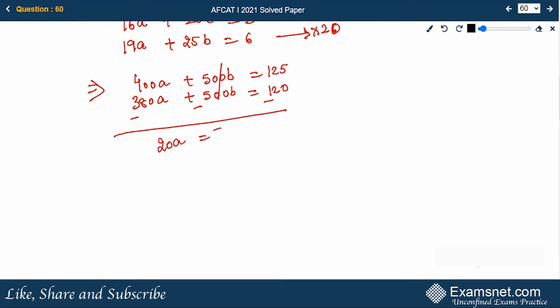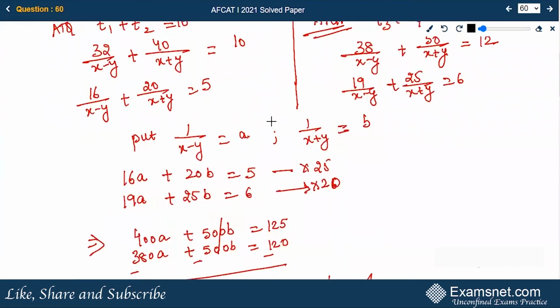20a is equal to 5, or a is equal to 5 upon 20. This is equal to 1 upon 4. Similarly, we could find the value of b as well. So over here, a is equal to 1 upon 4. That means you got 1 upon x minus y is equal to 4. Let's solve b as well.